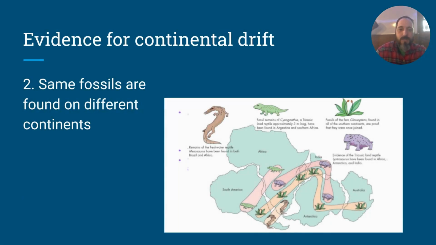The second piece of evidence was that he found the same fossils on different continents. And a lot of these fossils were things that were not able to swim or fly across the oceans that exist there now, like the ocean between South America and Africa, the Atlantic Ocean.